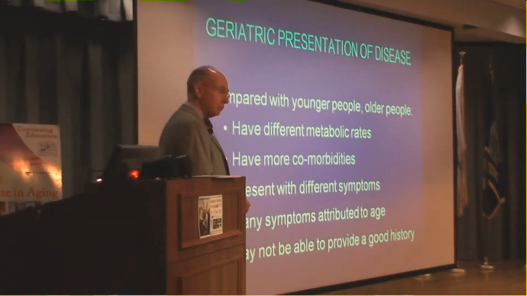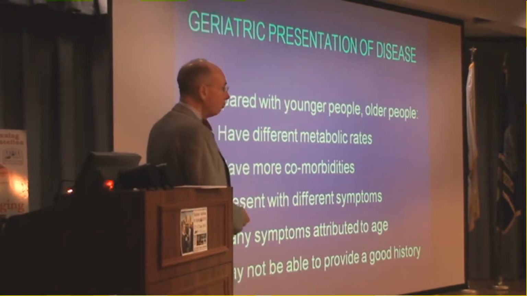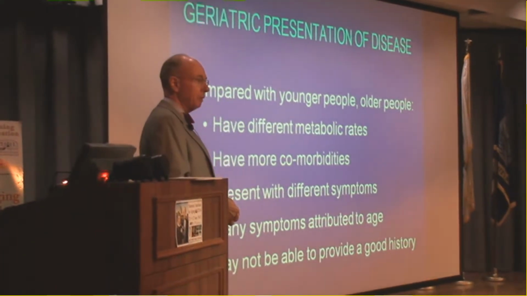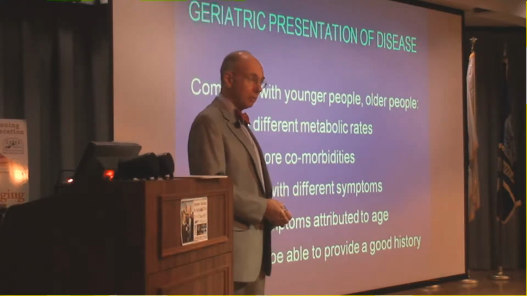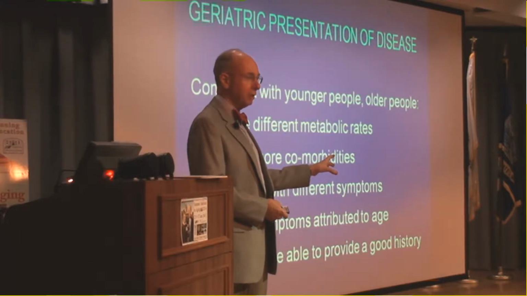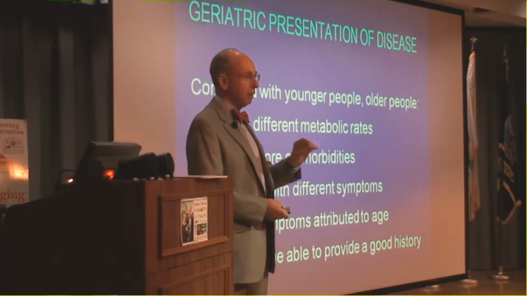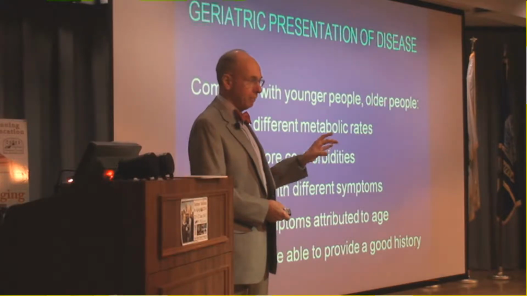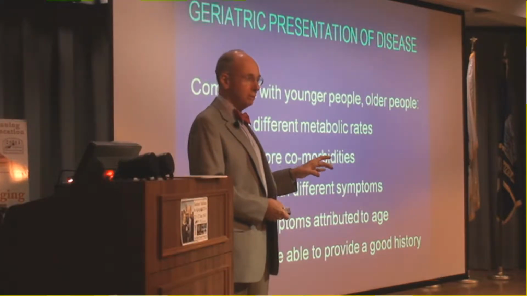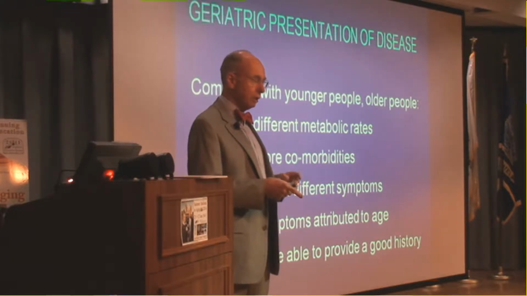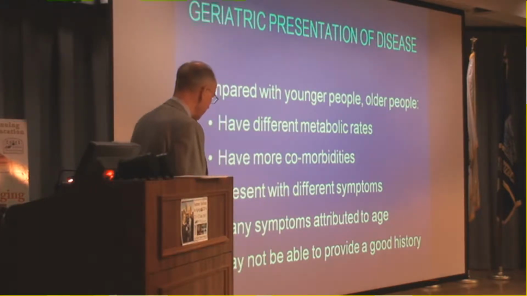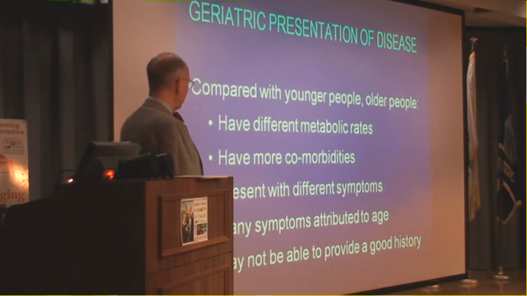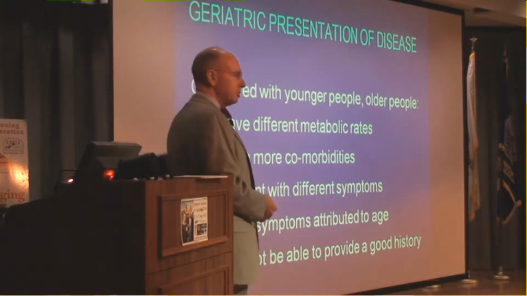So, compared with younger people, older people have different metabolic rates. They have more comorbidities. Every time a geriatric patient walks into your office, it's an N of 1, because something's going on to make them a little different than everybody else. Either their social situation, the other diseases that they have, the medicines that they have, something is a little different. Maybe their function, maybe how they've done in their earlier life. So more comorbidities, they have different symptoms. Many symptoms we say, oh, it's just because they're old.